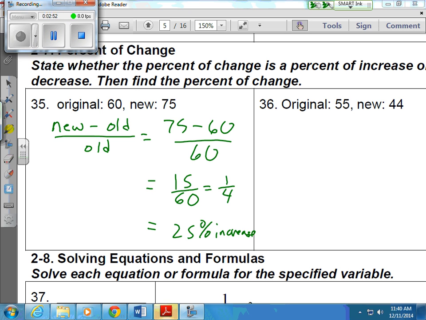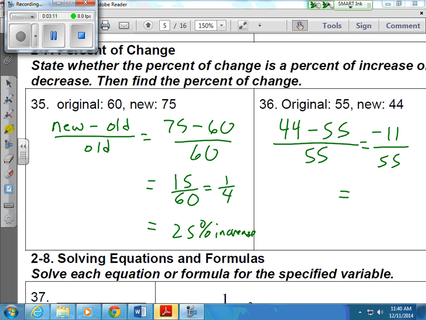New minus old. 44 minus 55 over 55. 44 minus 55 is what? Negative 11. Negative 11 over 55, which reduces to what? Negative 1/5, which is what percent? 20% decrease. If you don't know how to find the percent, divide. 1 divided by 5, then move the decimal.